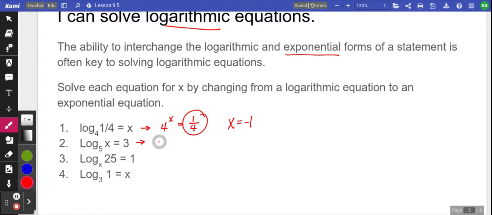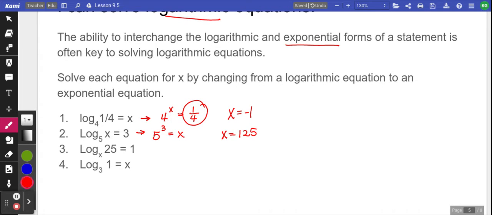When I change the next one, it says 5 to the 3rd equals x. So this one, I just put 5 to the 3rd in my calculator, and x is 125. This one is x to the 1st equals 25. Well, what to the 1st would stay as 25? If x was 25. And the last one, 3 to the x equals 1. Well, the only way to get something to a power to equal 1 is if that power is 0.